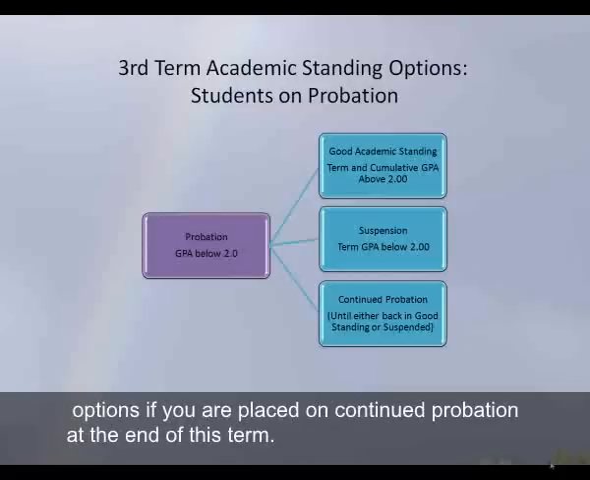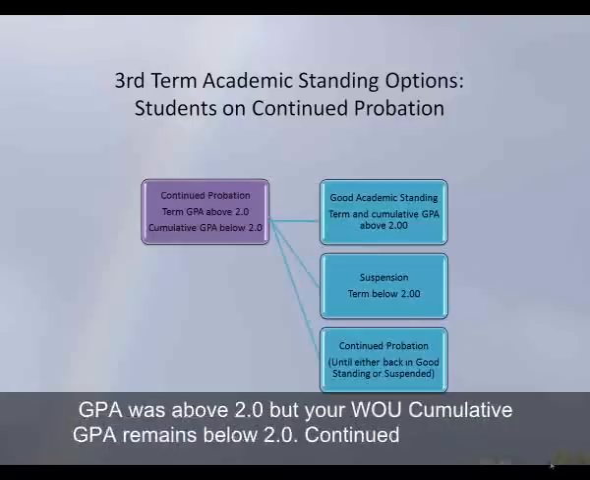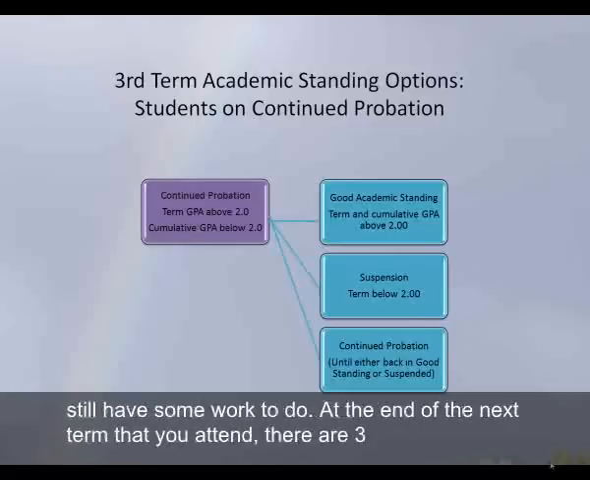We will now take a look at the options if you are placed on continued probation at the end of this term. If you are placed on continued probation at the end of this term, this means your WU term GPA was above 2.0, but your WU cumulative GPA remains below 2.0. Continued probation means you are taking steps to improve your academic success, but that you still have some work to do. At the end of the next term that you attend, there are 3 options for your academic standing.